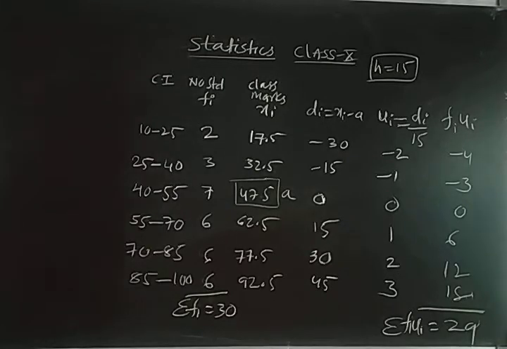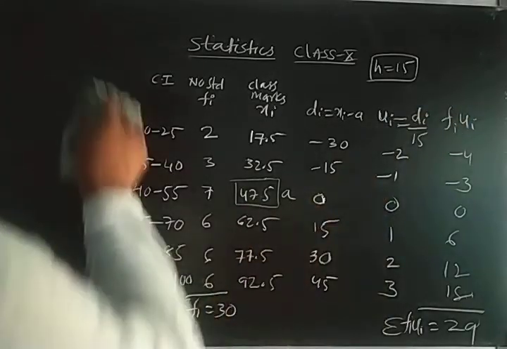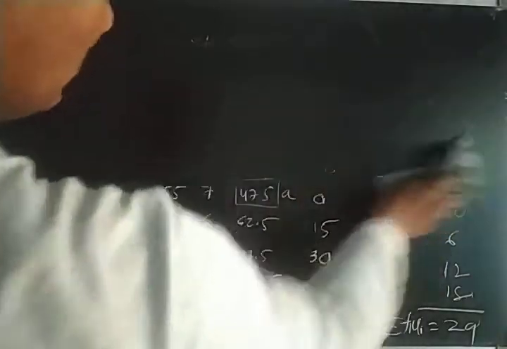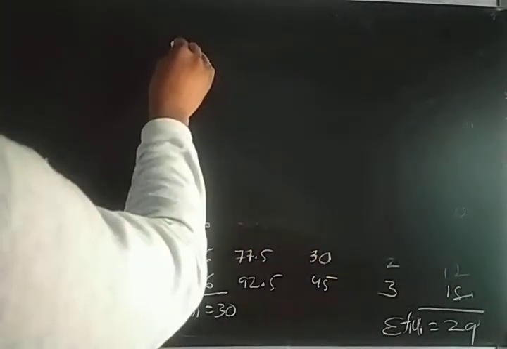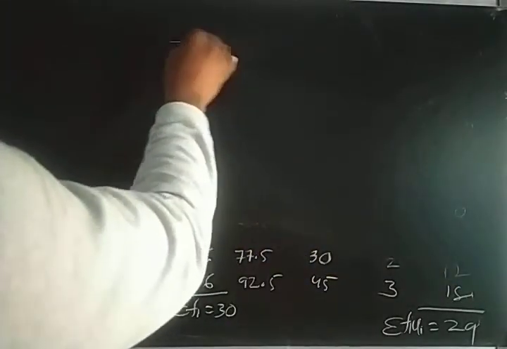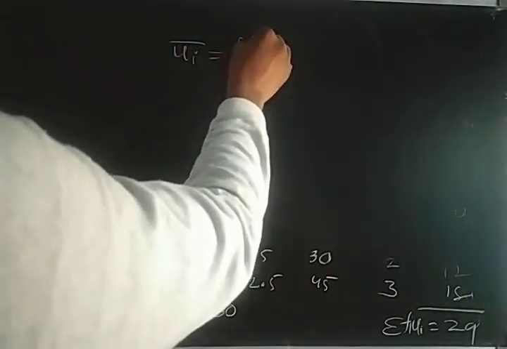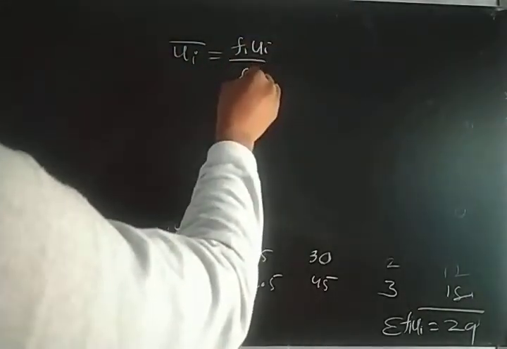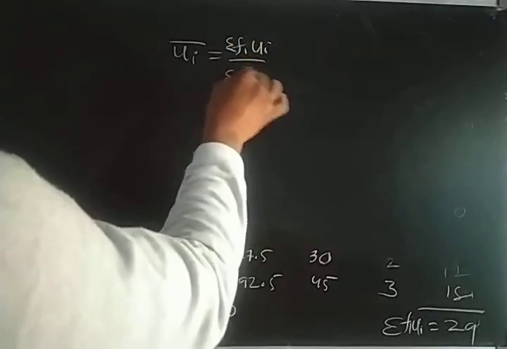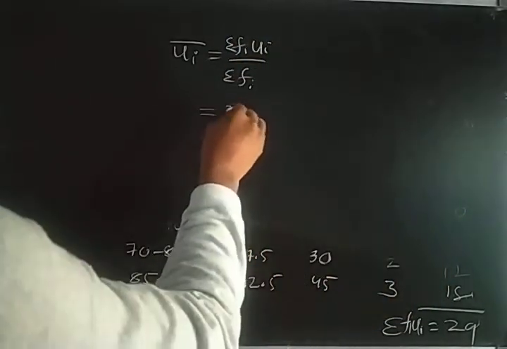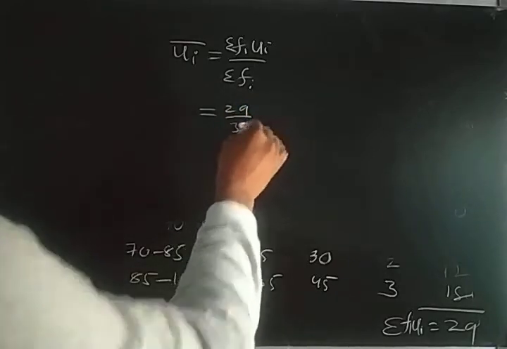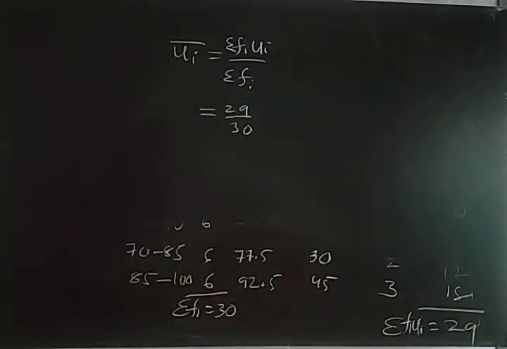Now I am going to find the mean of the ui. First I will find the mean of ui, then I will derive the formula, and then I will find the mean. So the mean of ui: how to find? Summation fi into ui by summation fi. I am only finding the mean of the last column. So that is 29 by 30. 29 by 30 is the value.